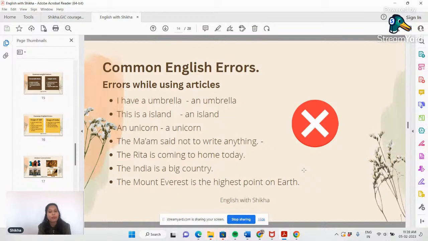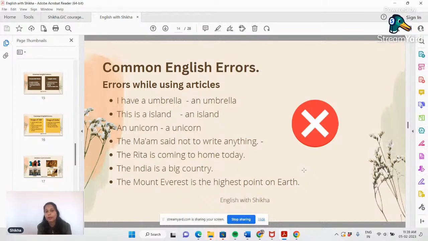The ma'am said not to write anything. We will not use the before ma'am. No, the ma'am, no. Ma'am said only. The Rita is coming to home. The India is a big country. No. Before proper nouns, we are not going to use this article the, right? We will only say Rita is coming to my home or India is a big country.